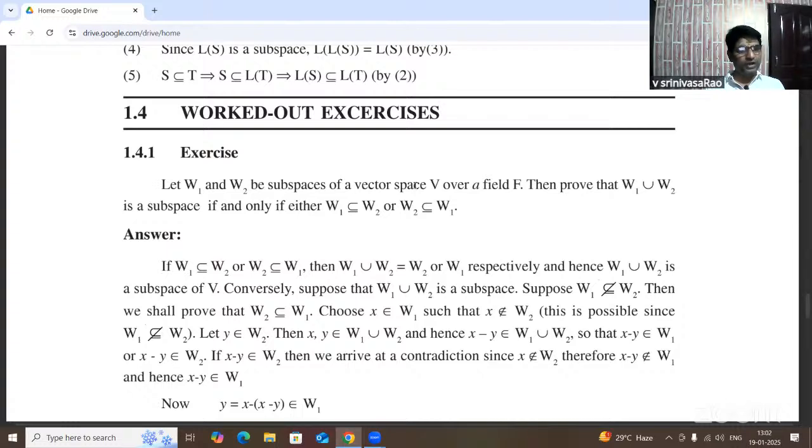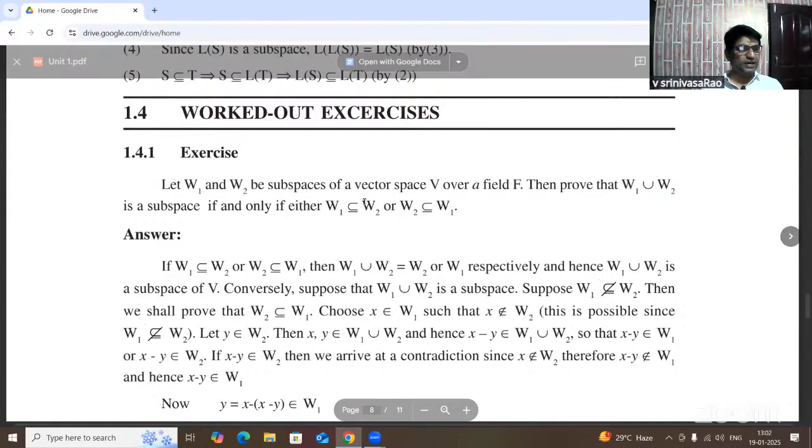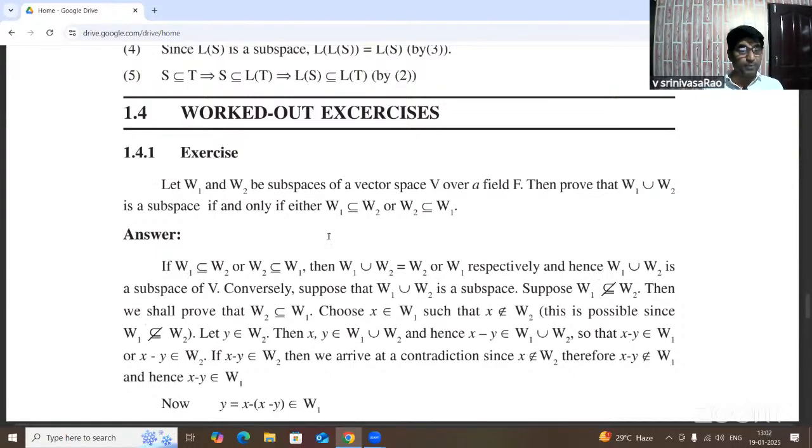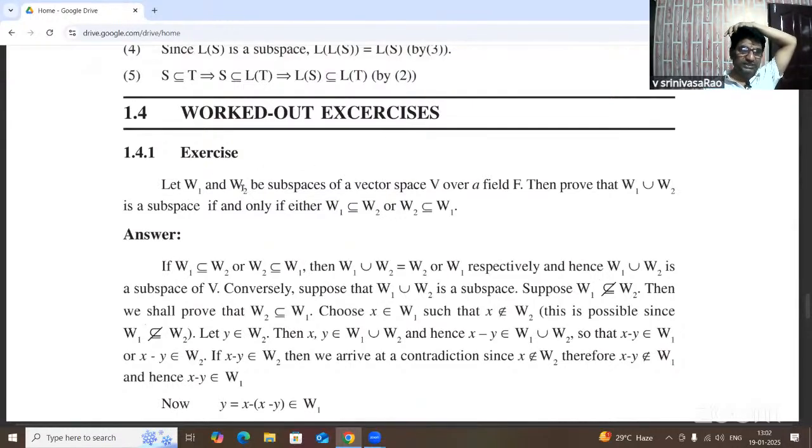From the above, we have discussed the linear span and their properties. So see this one, worked out exercise 1.4.1. This is one of the important theorems in the final examination. Don't forget this one. Now this theorem is also to be referred to in the previous class, just like the fourth semester algebra paper.